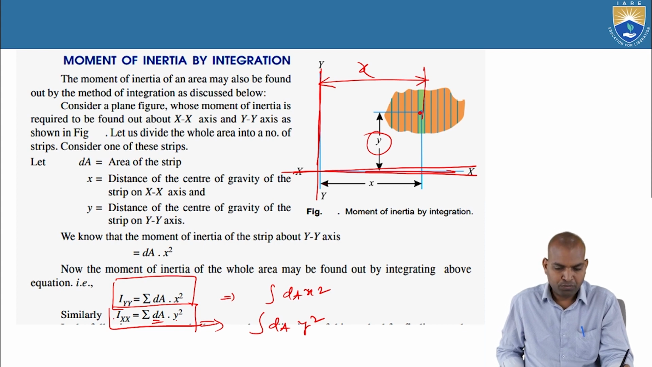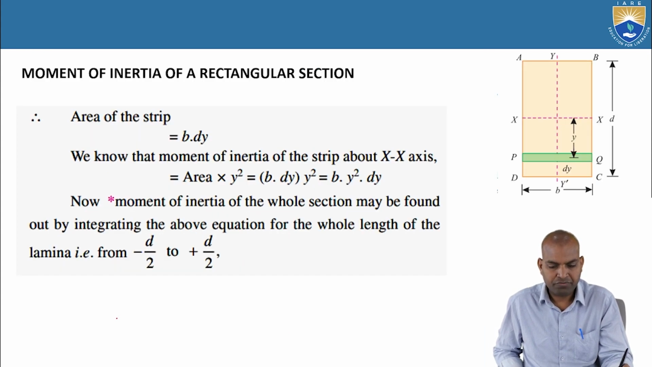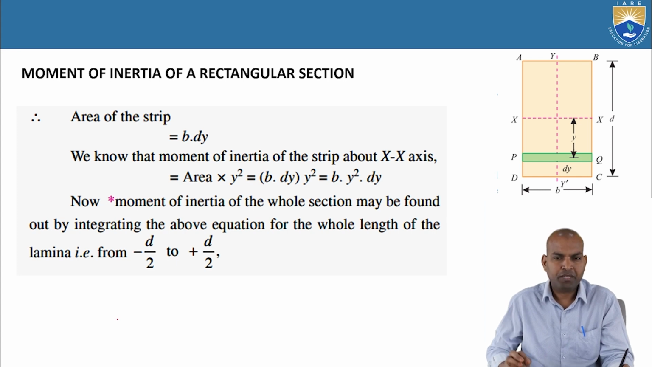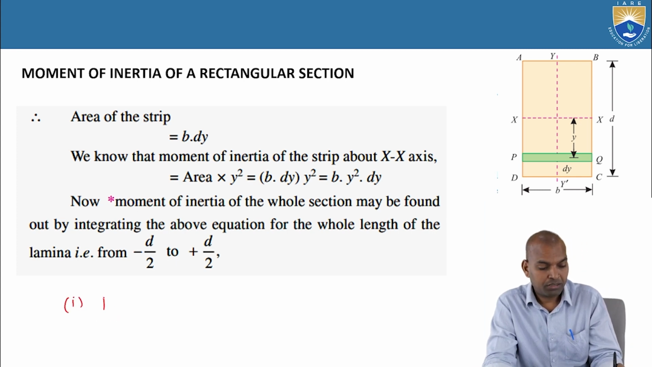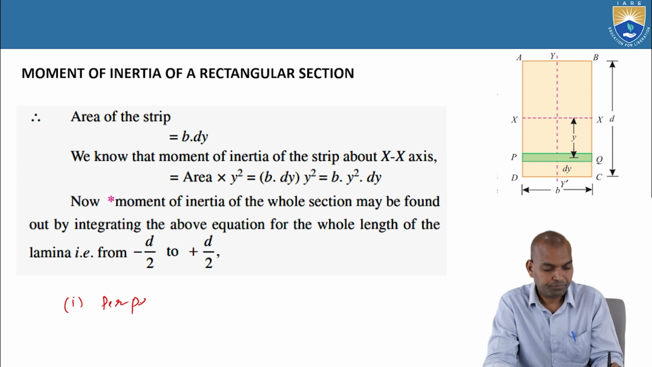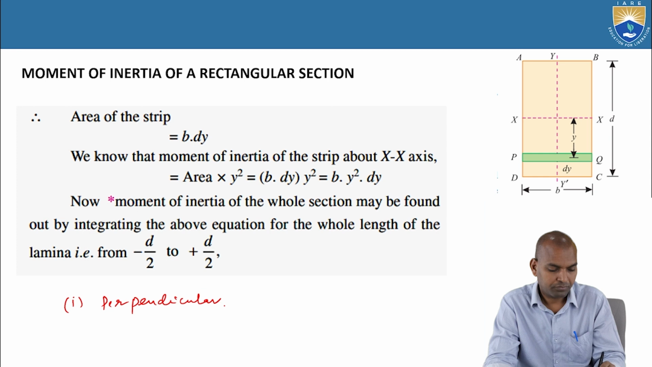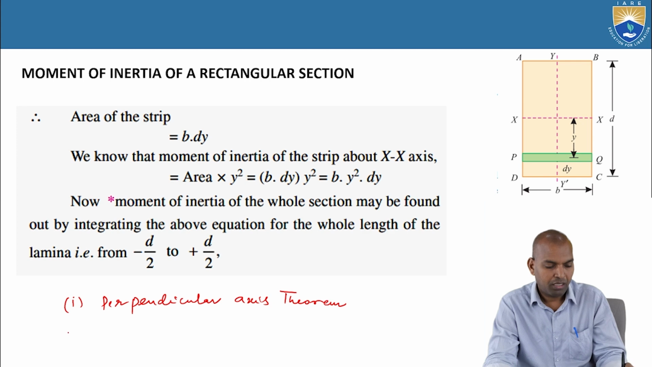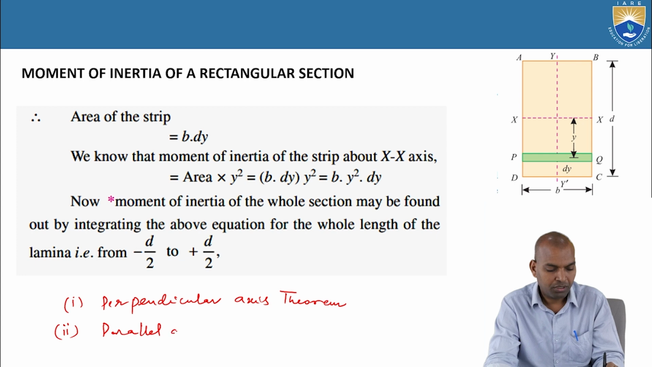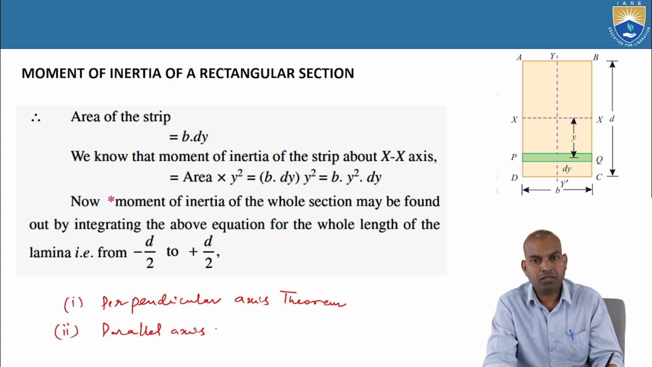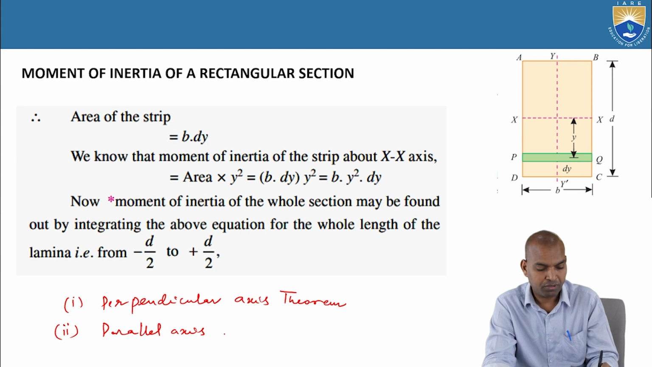For calculating the moment of inertia of various areas, we have different theorems. There are two types of theorems. Number one, the perpendicular axis theorem. And the next one is the parallel axis theorem. This parallel axis theorem is highly useful to calculate the moment of inertia of sections, especially for composite sections.